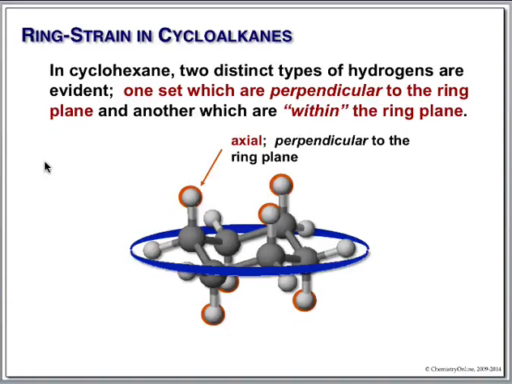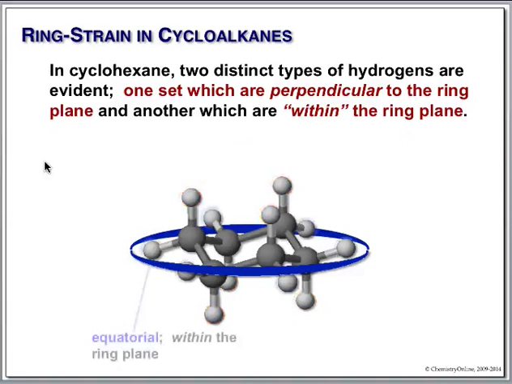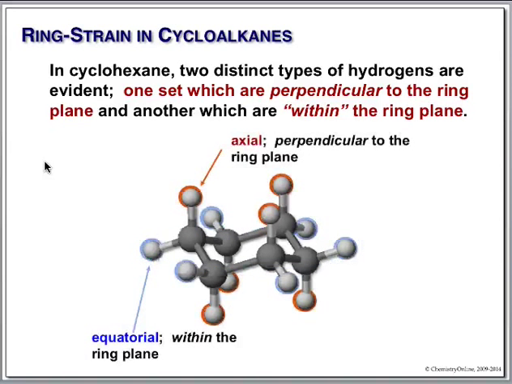Now, if these guys are axial, then these guys must be defined as being in the ring plane. They are called equatorial substituents. They go around the equator. Now, it's true they're pointing up and down slightly, but they're in the same ring plane as the carbons. So we have two types of substituents associated with a chair cyclohexane: axial that are going up and down, and equatorial that are in the plane.